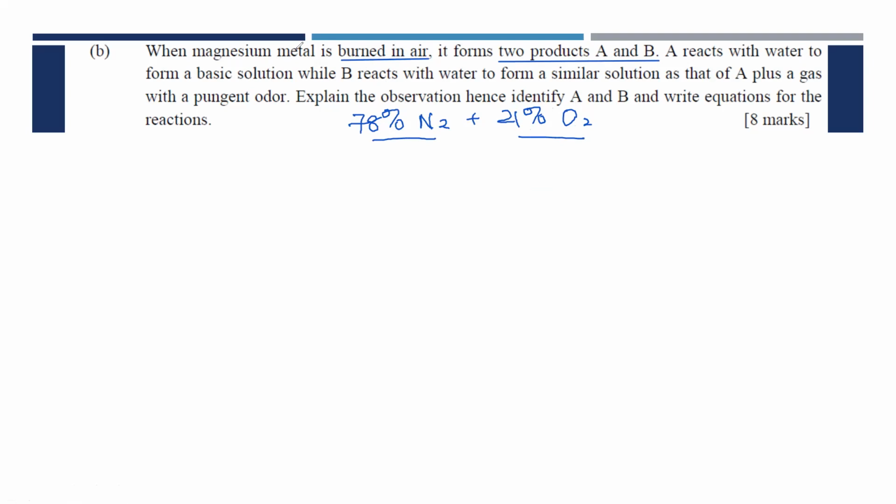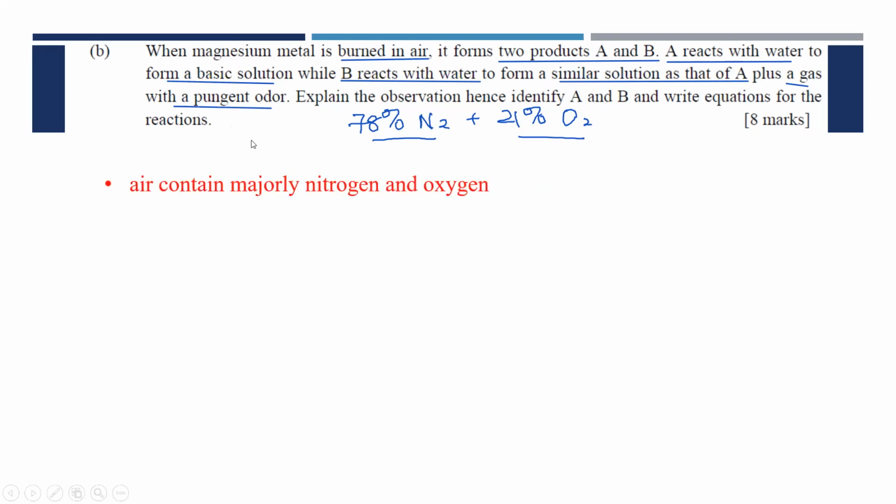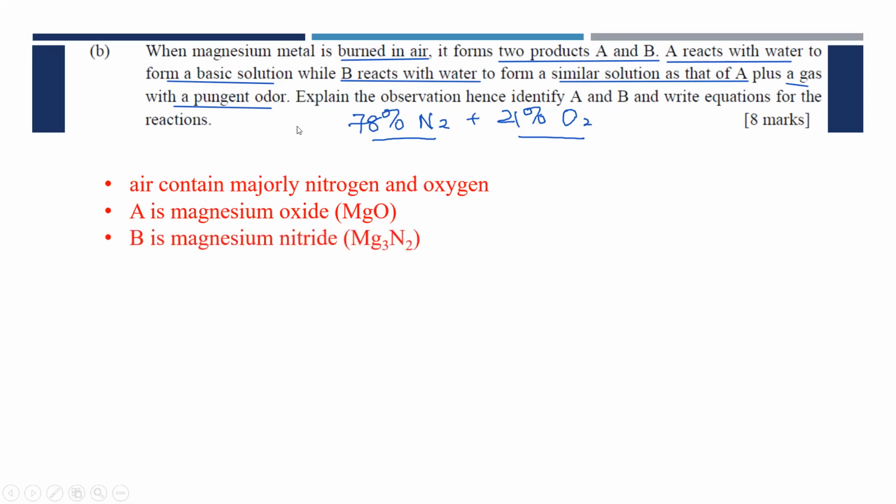So the question continues that A reacts with water to form a basic solution, while B also reacts with water to form a similar product to A, plus a gas with a pungent odor. The pungent odor is basically describing ammonia. So explain the observation, hence identify A and B and write the equations involved. You must know that A and B contain nitrogen and oxygen. So A is magnesium oxide, while B is magnesium nitride.